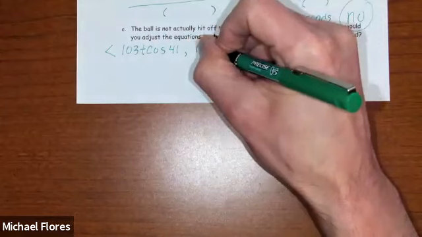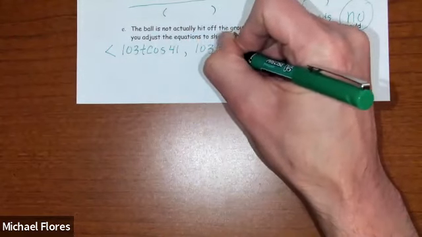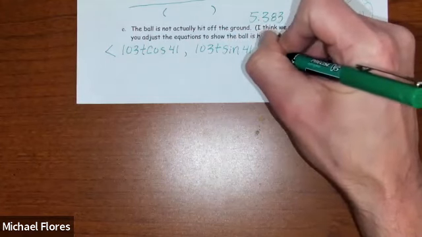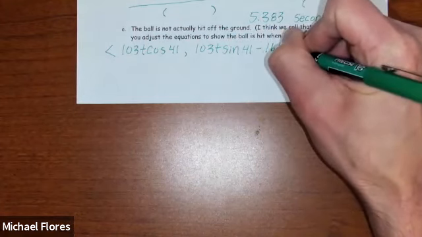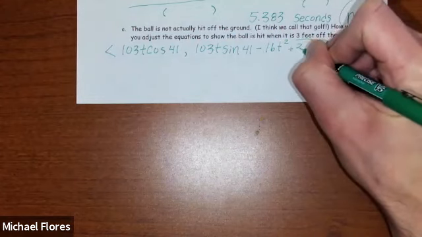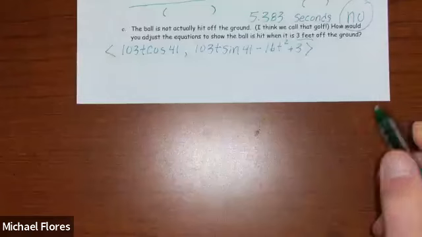That would be 103t sine 41 minus 16t squared. We're hitting it 3 feet off the ground, so just add 3. That's it. You're done.